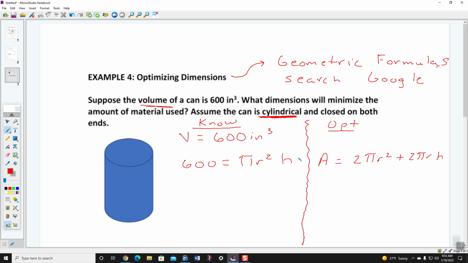Are you buying that h would equal 600 over what? Right. So let's rewrite our area formula in terms of one variable. My area is going to equal 2 pi r squared plus 2 pi r times 600 over pi r squared.